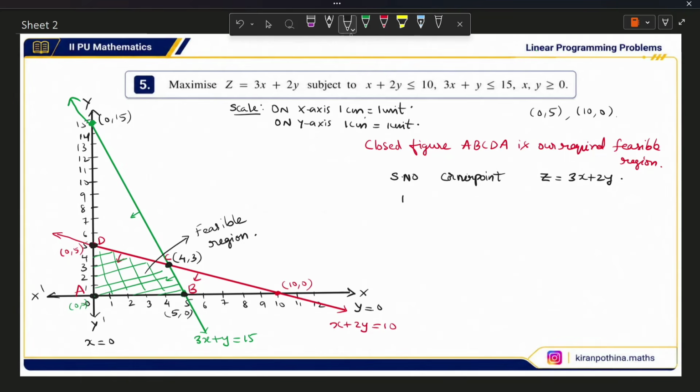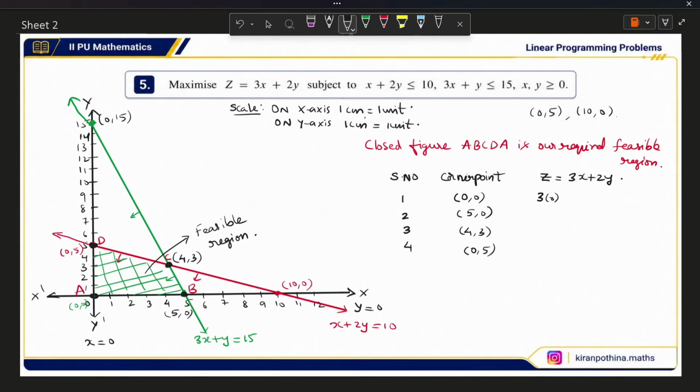So how many corner points did we get? We got four corner points. I will mention all: this is 0 comma 0, this is 5 comma 0, this is 4 comma 3, and then 0 comma 5. Here order is not important, like mentioning A, B, C, D, but anyhow you have to take all four. Order is not important. Okay, now we'll substitute all of these.